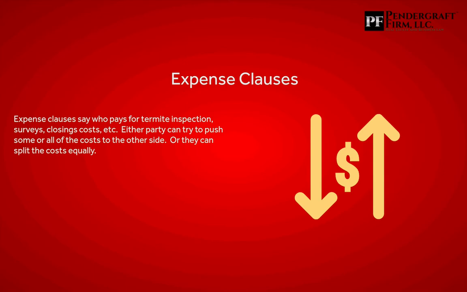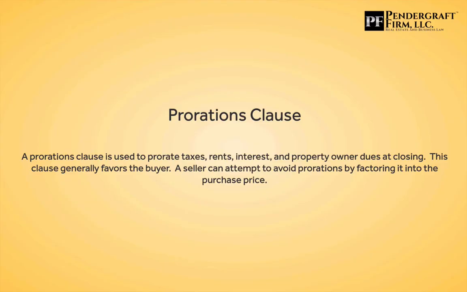Expense clauses. An expense clause says who pays for termite inspections, surveys, and closing costs. Either party can try to push some or all of the costs to the other side, or they can split the costs equally. Prorations clause. A prorations clause is used to prorate taxes, rents, interest, and property owner dues at closing. This generally favors the buyer. A seller can attempt to avoid prorations by factoring it into the purchase price.